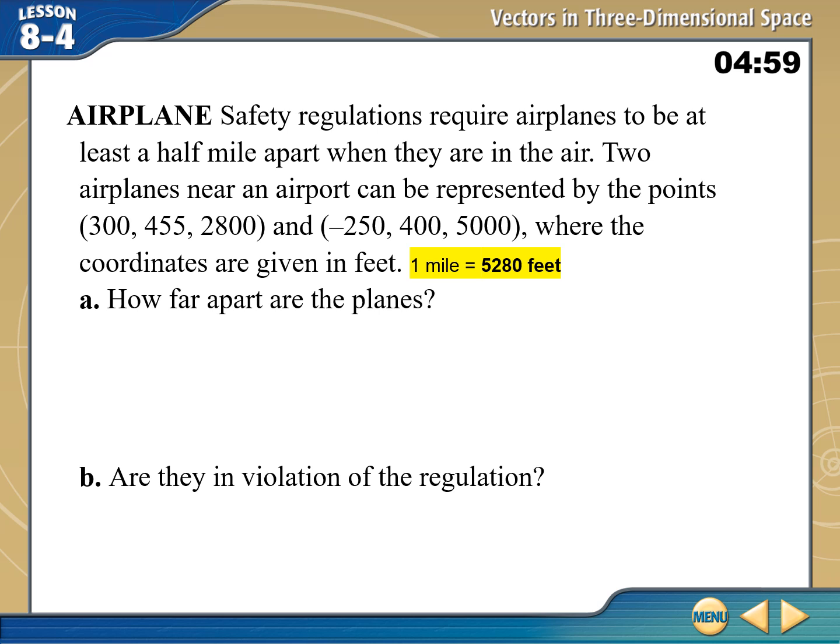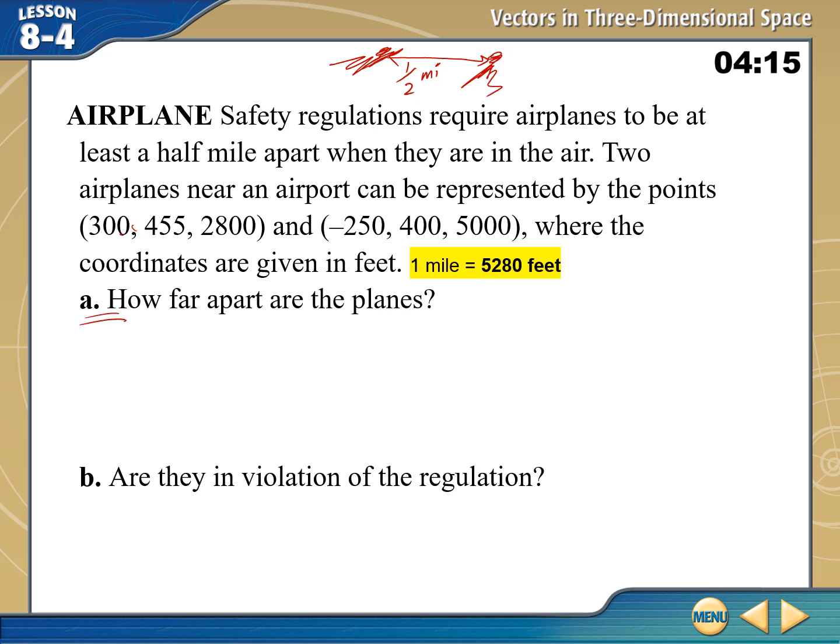Safety regulations require airplanes to be at least half a mile apart from each other. So for example, if two airplanes are flying, the distance between them, in order to maintain safety, should be half a mile. They should not be closer than that distance. So the two airplanes near an airport can be represented by the points (300, 455, 2800) and (-250, 400, 5000), where the coordinates are given in feet, and the hint is 1 mile equals 5280 feet. How far apart are the planes?